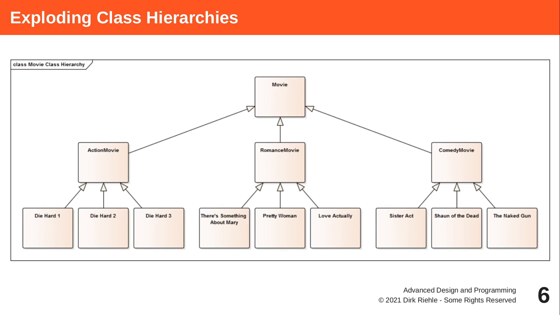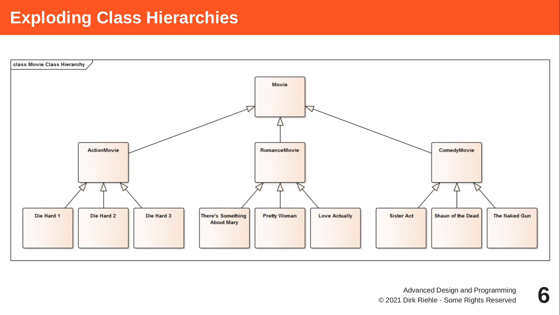So let's use a domain example. So let's assume you're a streaming service, streaming movies to your customers. And so you've got to have an inventory of all the movies that are out there and that your users or customers might want to stream.